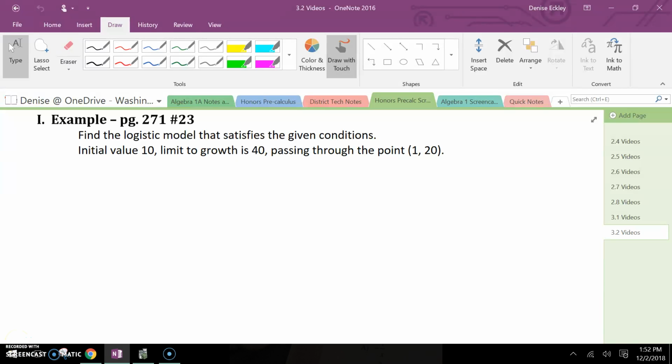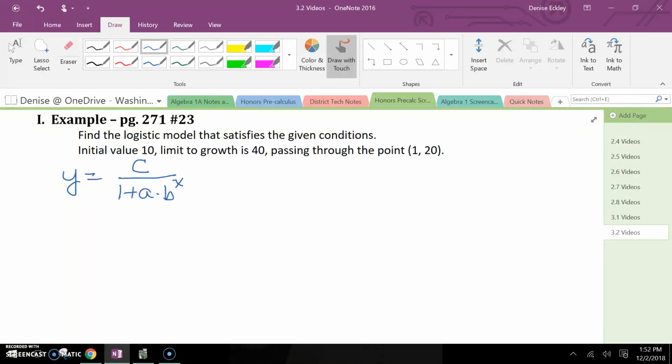Page 271, number 23. Find the logistic model that satisfies the given conditions. We have initial value of 10, our limit to growth is 40, and the function passes through the point (1, 20). So what we're going to do is start with the basics of the logistic function from section 3.1. We have y equals c over 1 plus a times b to the x power.